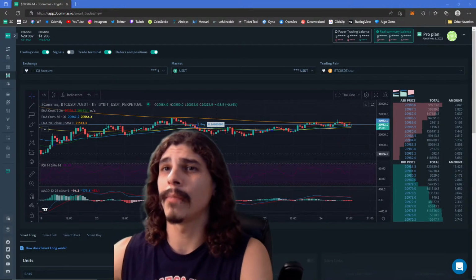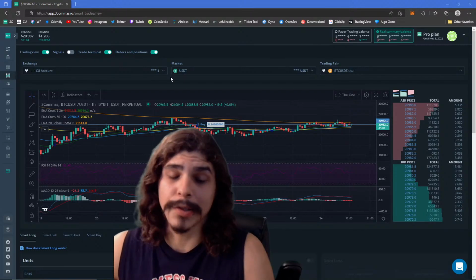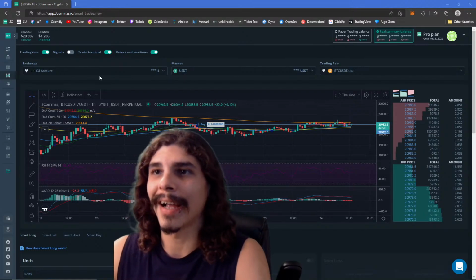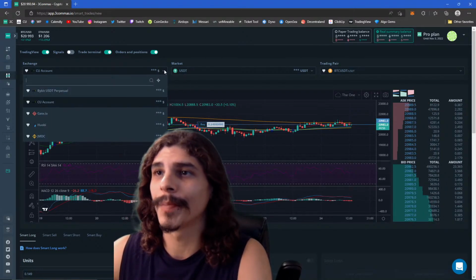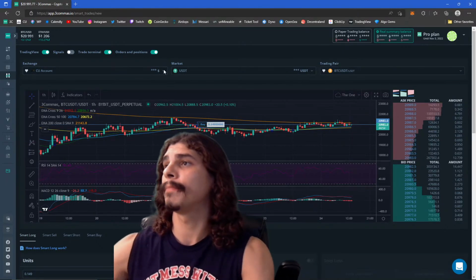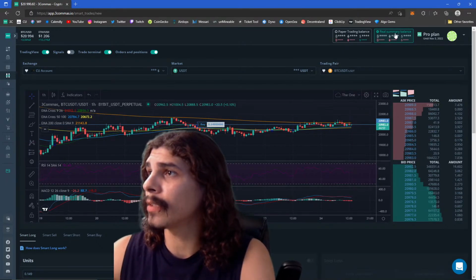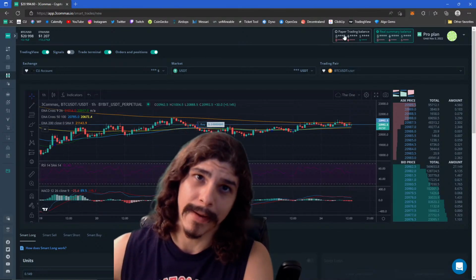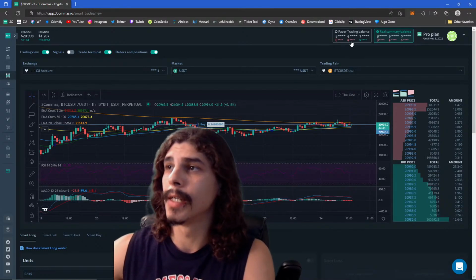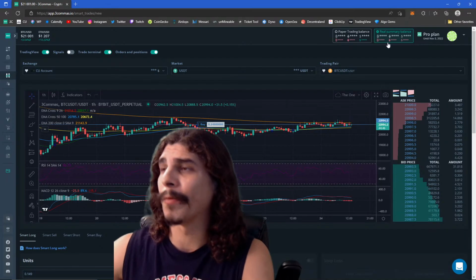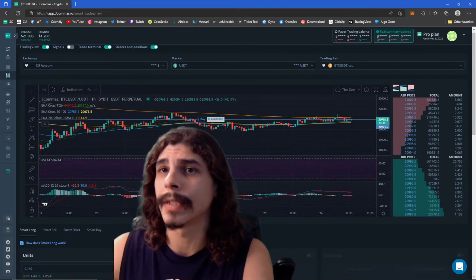So this is my 3 commas. This is 3 commas. It's not my exchange. I have multiple exchanges here. You can see I got multiple exchanges. 3 commas is a trading platform. So here we can see real summary balance, paper trading balance. I have a paper trading account. I'm not using it. The green one's highlighted. We're on the real summary balance. So we're trading with real funds here.